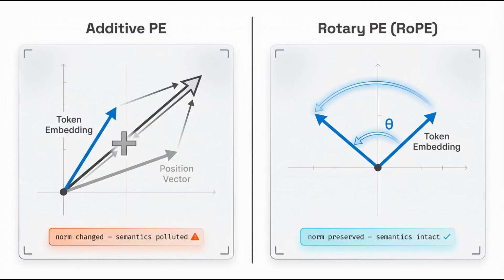The problem. Addition corrupts semantics. Traditional positional encoding works through addition. You take the token vector, you take the position vector, you add them together, the result goes into the attention mechanism. The problem is that this operation changes the length of the vector. The length of a vector encodes semantic information. It captures what the token means. Put precisely, by adding positional information directly to the token embedding, you contaminate semantic information with location information.